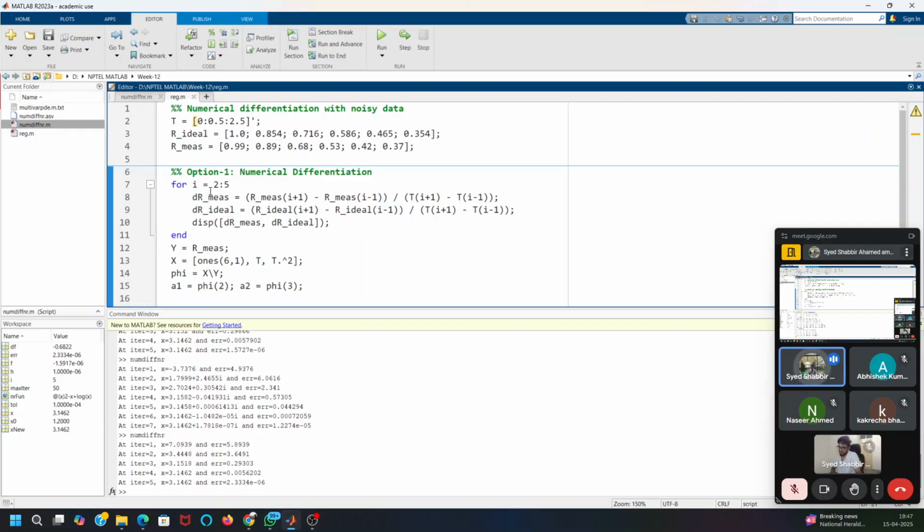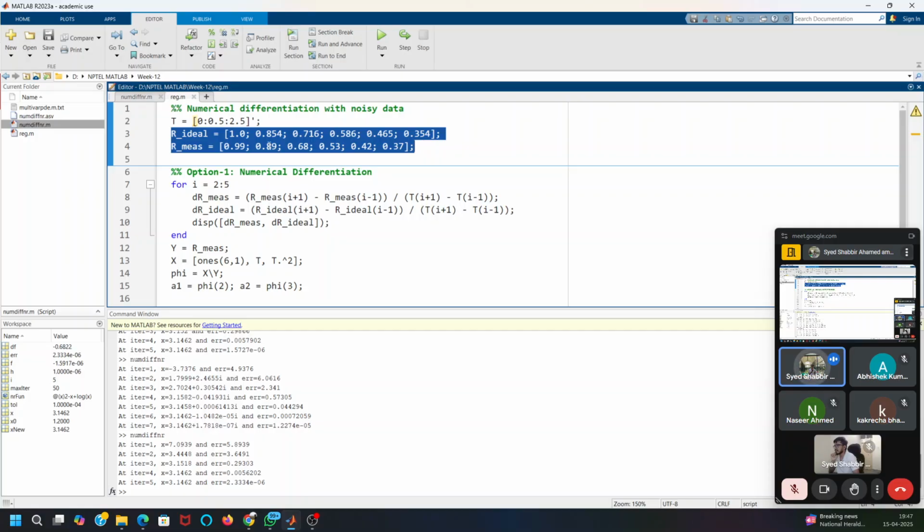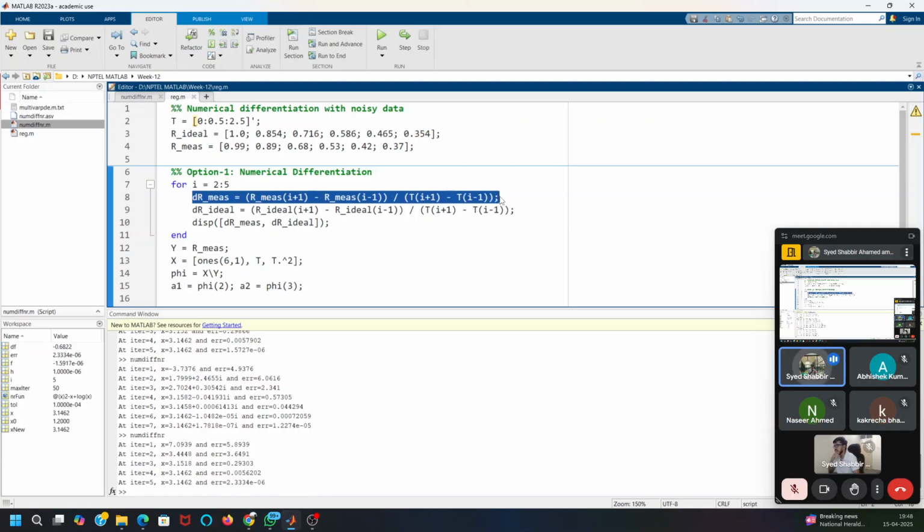And then we have seen this problem of experimental values, where R measured is the measured values and R ideal is the theoretical values, which are without noise. R measured has noise, which might occur due to errors from environmental factors or something else. So we are doing the differentiation of the ideal and the measured values.